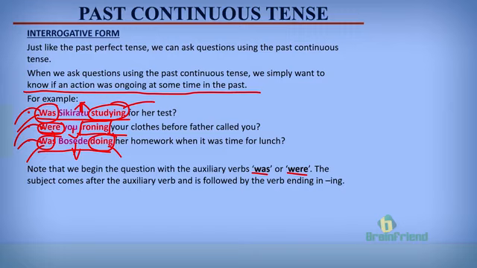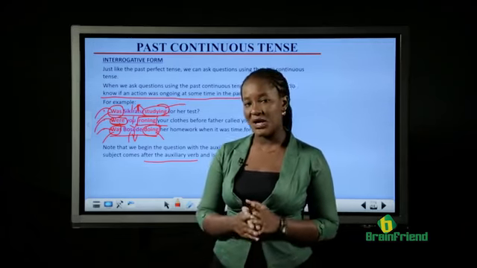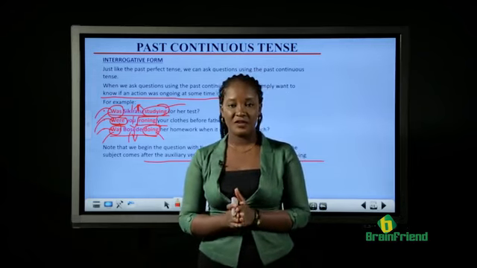And then the subject comes after the auxiliary verb and is followed by the verb ending in ing, which is the present participle verb, just as we have here. The subject comes between the past tense form of the be verb and the present participle verb.